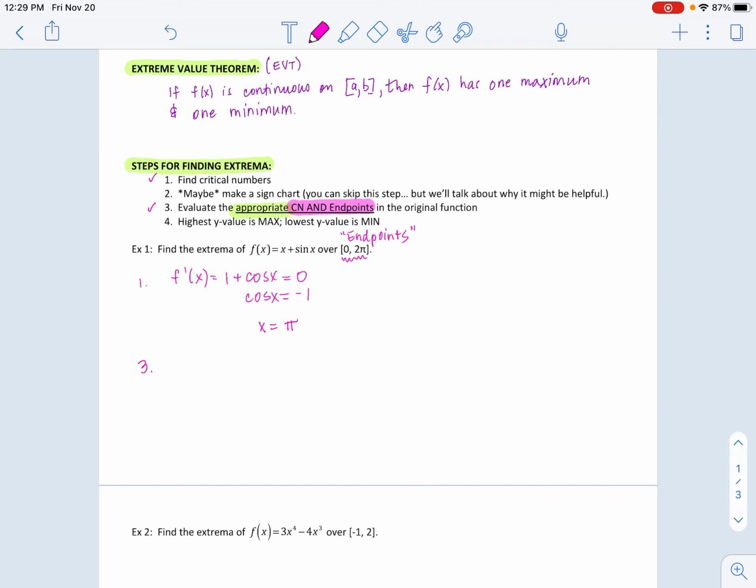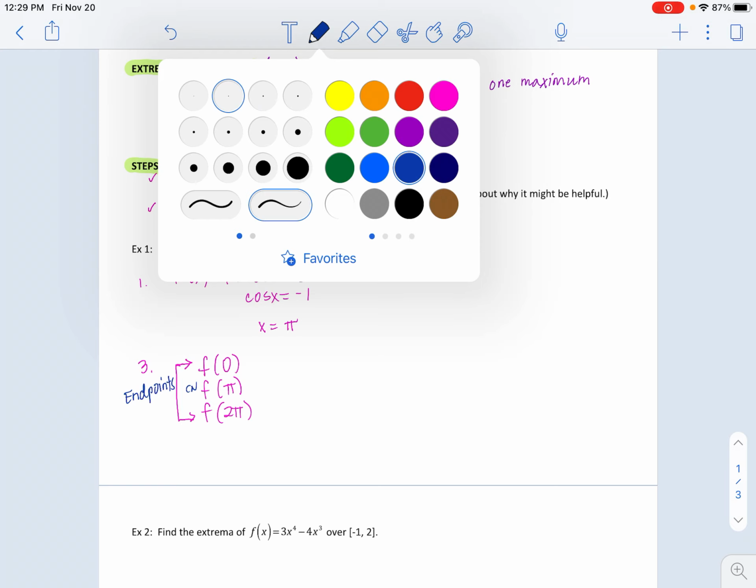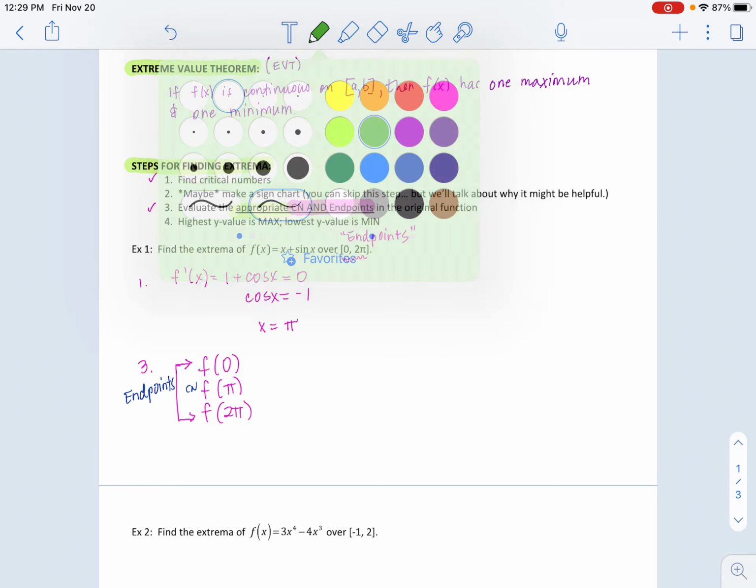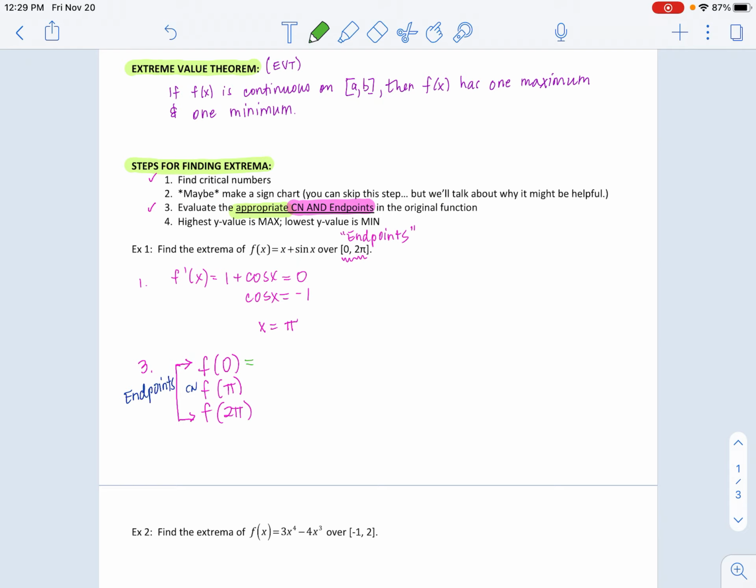Skipping step 2, I am going to plug in 0, the endpoint, then the critical number pi, and then the other endpoint. Remember that these two on the outside are endpoint values, and those are sneaky places where the maximum or minimum might occur. This one in the middle is the critical number. Now we plug those into the original f function. So I'm doing 0 plus sine of 0, which awkwardly ends up also being 0.